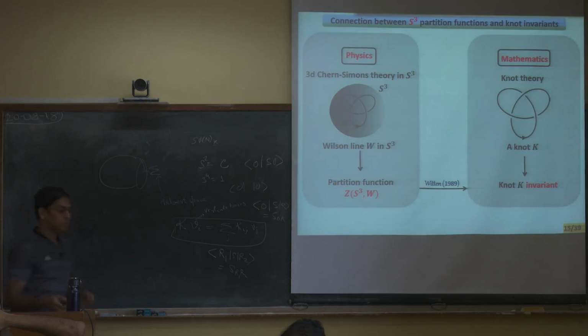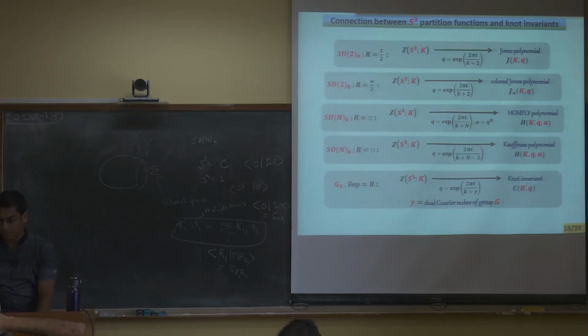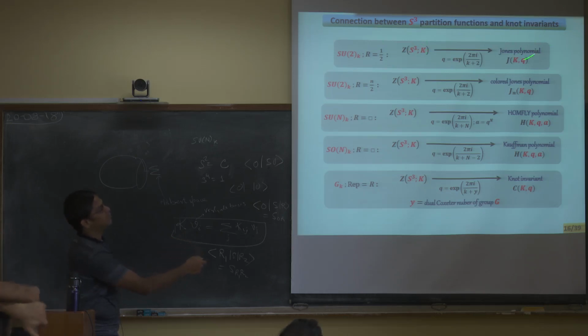Okay, so these are the partition functions which you can compute for the S3 manifold. In fact, Witten's work gives a connection between the knot invariants and these partition functions, and the explicit results I have written here. So these are the S3 partition functions. If you take the SU2 group with spin half representation and compute the partition function of S3 in the presence of a knot, it can be matched with the Jones polynomial of that knot K with this realization.